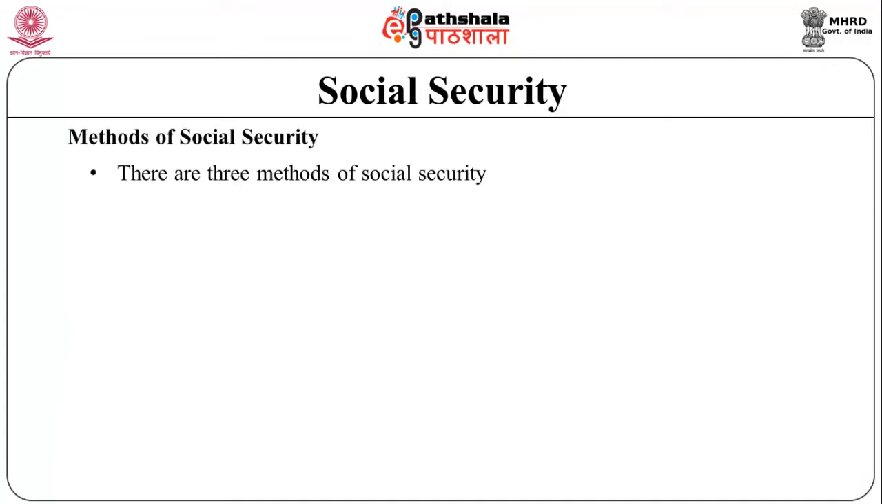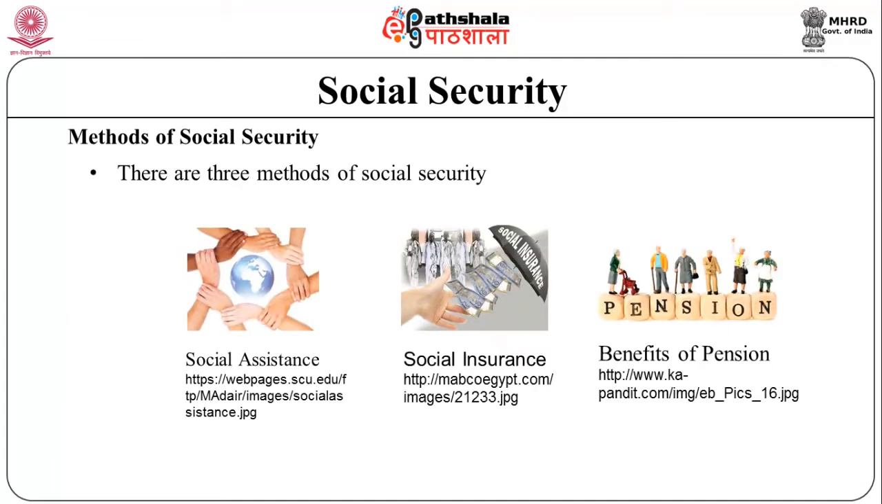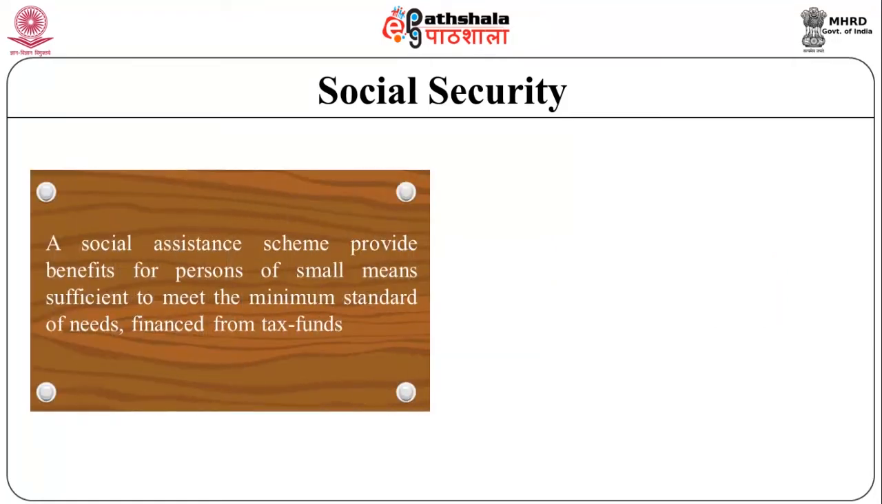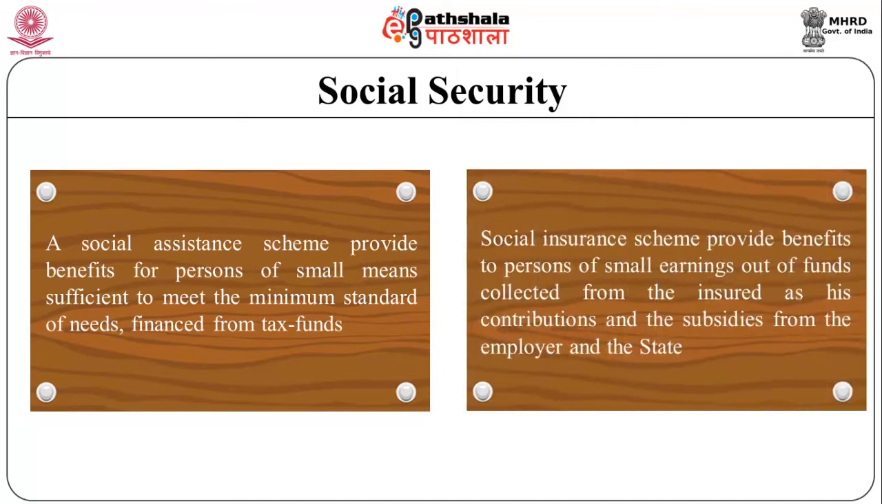There are various methods of social security. Three of those are social assistance, social insurance, and pensionary benefits. A social assistance scheme provides benefit for a person of small means, sufficient to meet the minimum standard of needs, financed from tax funds. A social insurance scheme provides benefit to the person of small earnings out of the funds collected from the insured as his contribution and the subsidies from the employer and the state.